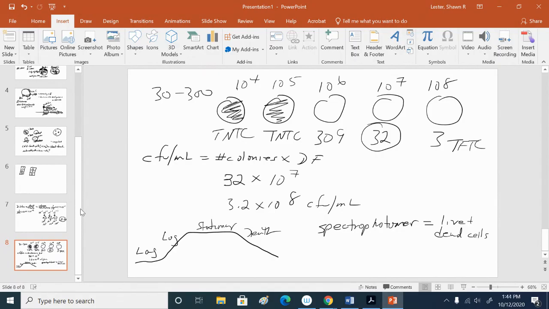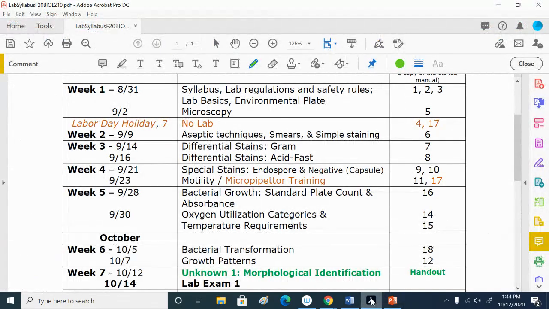So any questions on the plate count or serial dilutions?